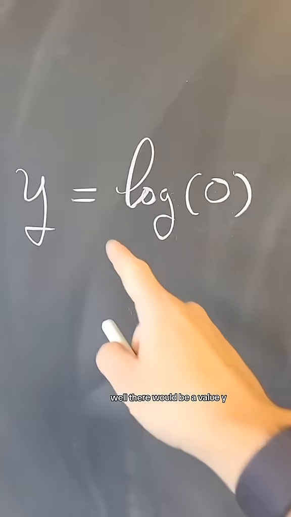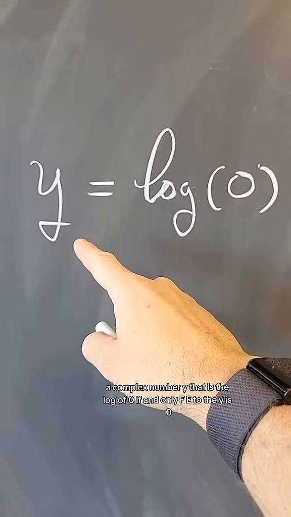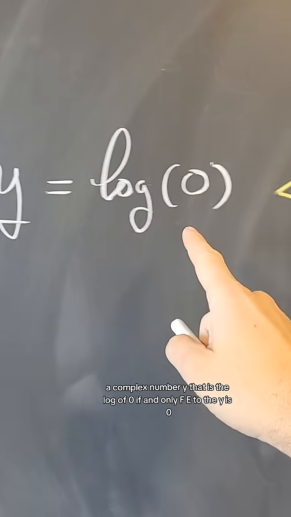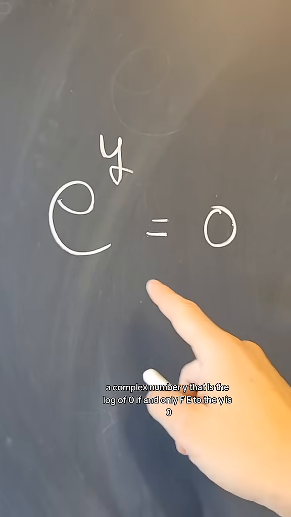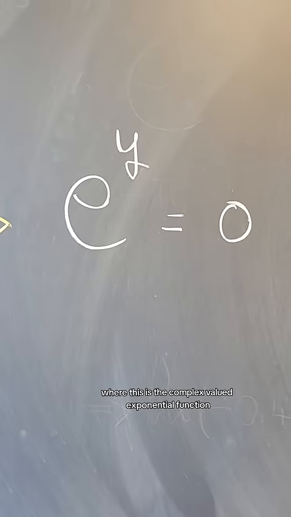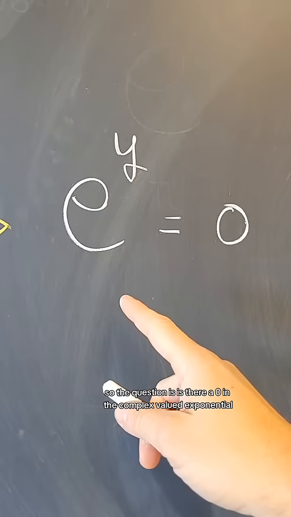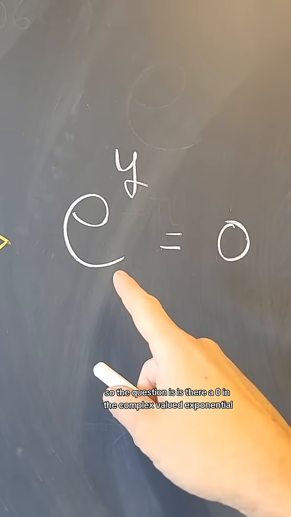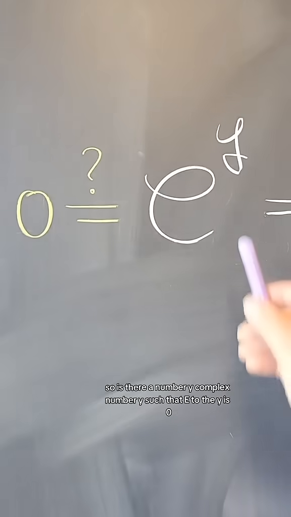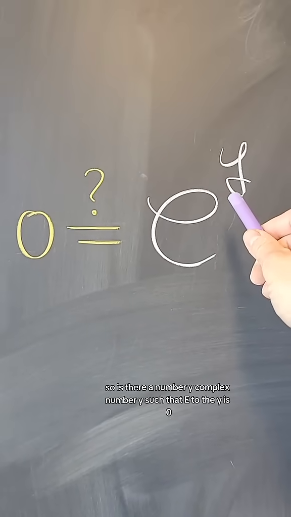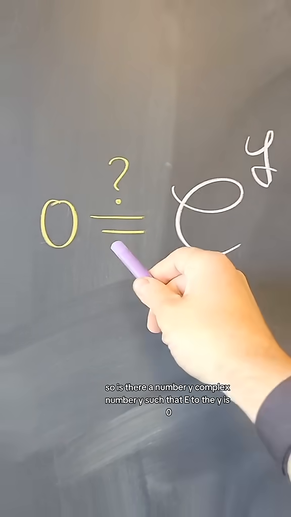Well, there would be a value y, a complex number y, that is the log of 0, if and only if e to the y is 0, where this is the complex valued exponential function. So the question is, is there a 0 in the complex valued exponential? Is there a complex number y such that e to the y is 0?